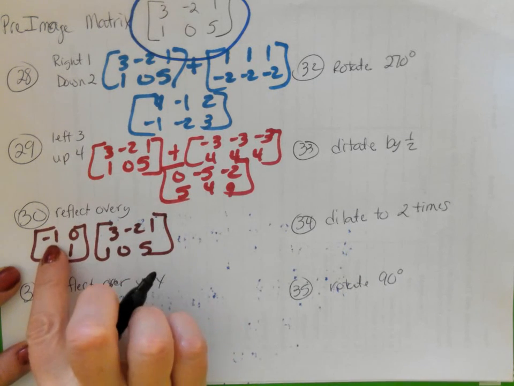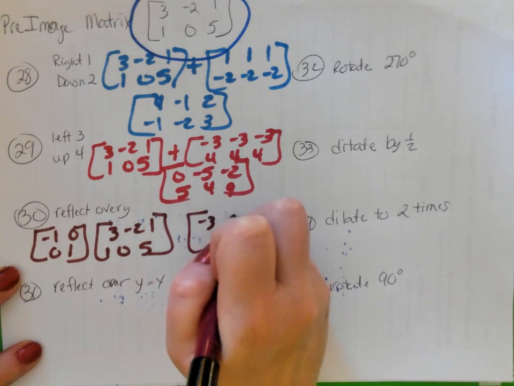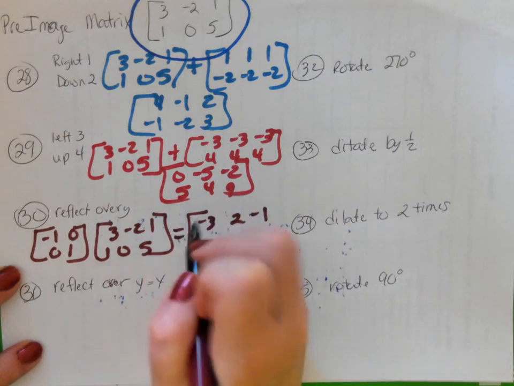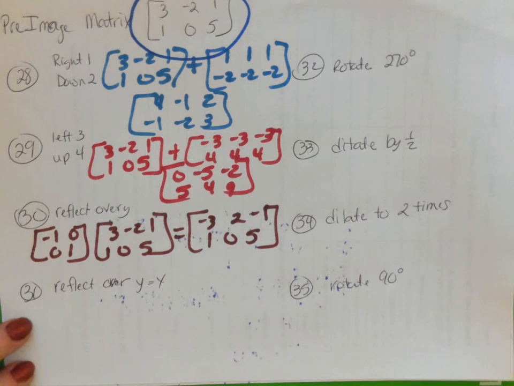And if you look, the negative 1 on the top is going to change all the signs on the top. So negative 3 to negative 1... Everything on the bottom is going to stay the same. And then we would graph it.